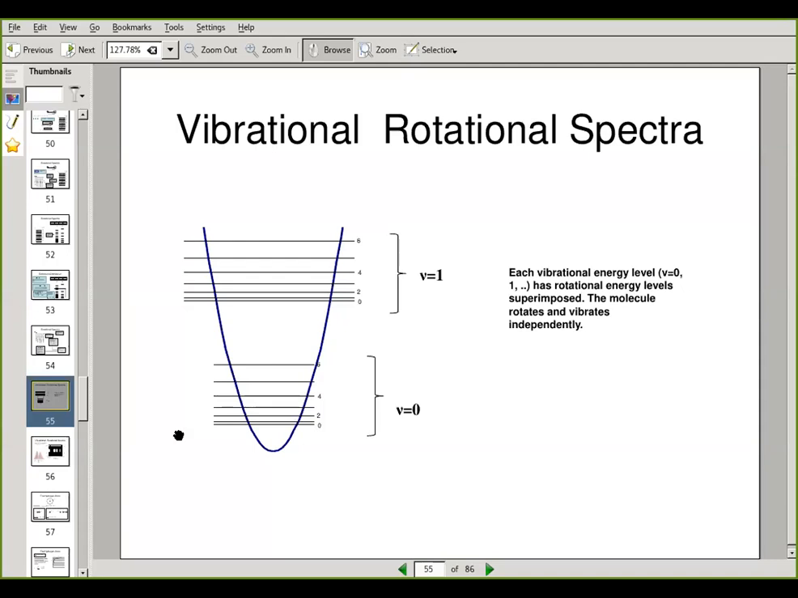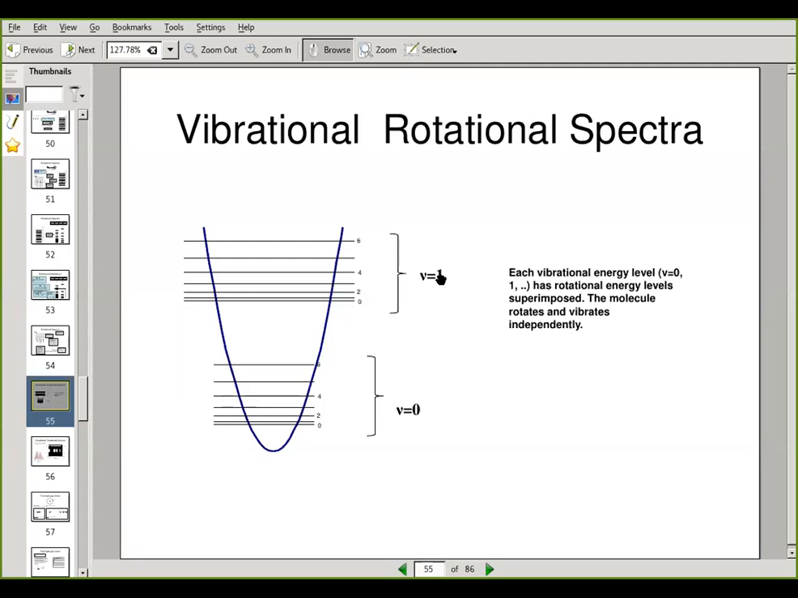So down here is your first vibrational energy level, right at the bottom. And that's your zero point vibrational energy, so that's the lowest point you could have. And here's your first vibrational energy level. So there's vibrational energy level 0 and vibrational energy level 1.